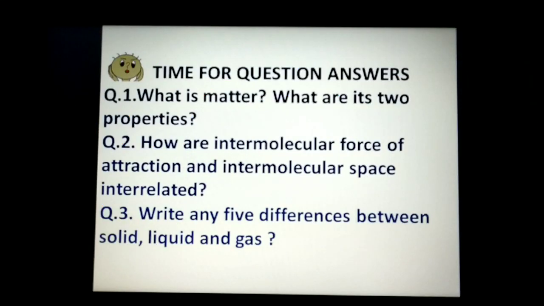Now time for question answers. Question number 1. What is matter? What are its two properties? Question number 2. How are intermolecular force of attraction and intermolecular space interrelated? Question number 3. Write any 5 differences between solid, liquid and gas.